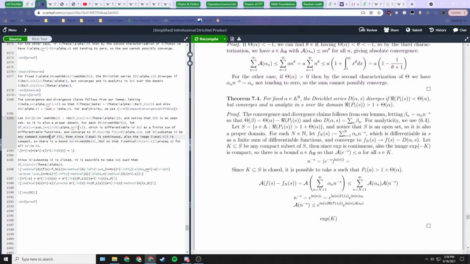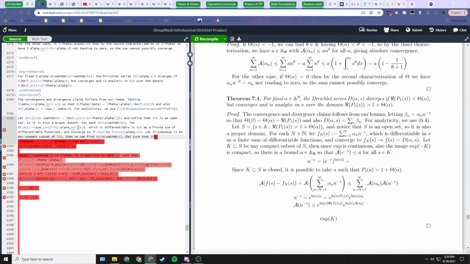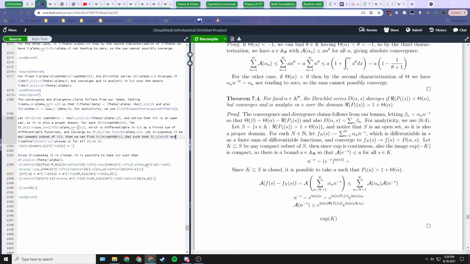Okay, let's do it this way. K is a convex subset of S. Then we can find A such that we can say A, P1 of A is 0, and A of S minus P1 of S is bounded by A.